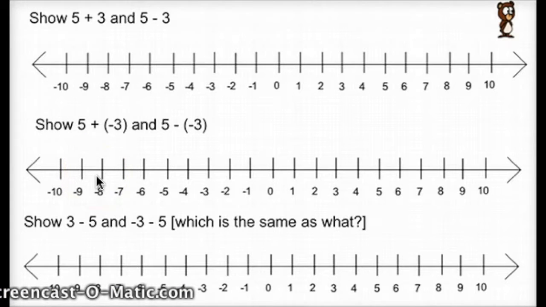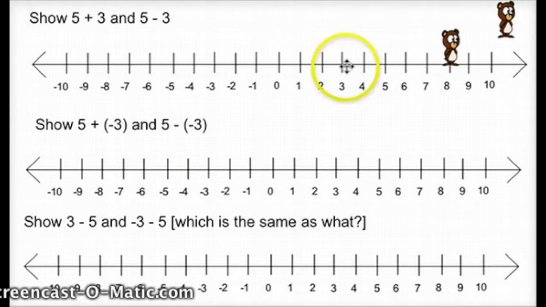Now that we have some ideas about moving along the number line, let's check out a few examples so that we can make sense of these operations. First, we want to use the number line to represent addition and subtraction of positive numbers, 5 plus 3 and 5 minus 3. Here we can put the little bear at 5 and add 3. If I move 3 steps, 1, 2, 3, I am now at positive 8.